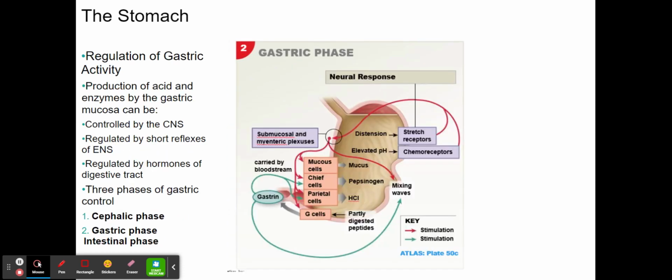The production of acid and enzymes by the gastric mucosa can be 1. Controlled by the CNS, 2. Regulated by short reflexes of the enteric nervous system, coordinated in the wall of the stomach, and 3. Regulated by hormones of the digestive tract. Gastric control proceeds in 3 overlapping phases. They are named according to the location of the control center. You have the cephalic phase, the gastric phase, and the intestinal phase.